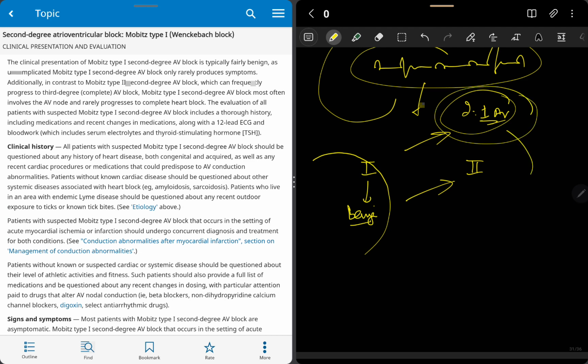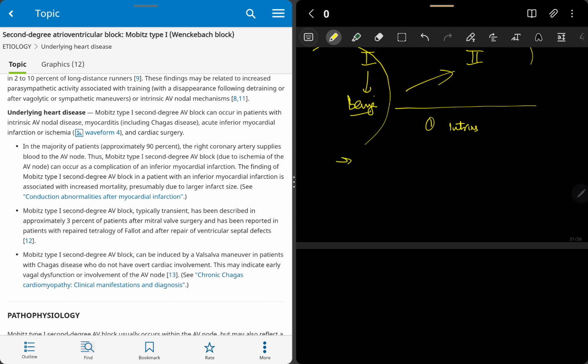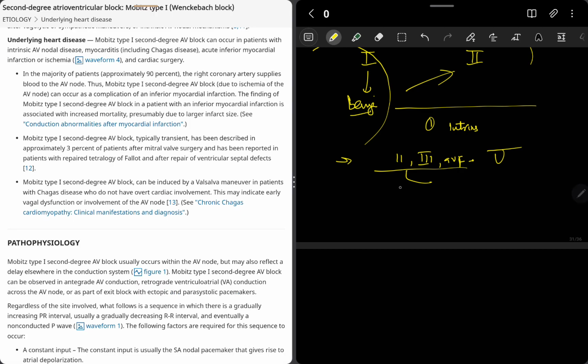In some cases, for example, a patient comes with chest pain, and the ECG shows ST depression or T wave inversion in leads II, III and aVF. You diagnose inferior wall MI, and if it is large, it can involve this AV node and can lead to Mobitz type 1 AV block, second degree AV block, and it has a bad prognosis.